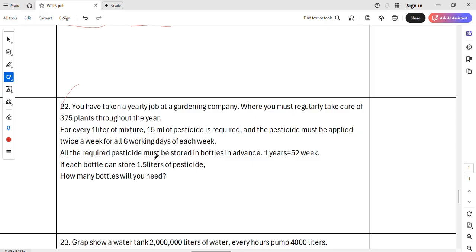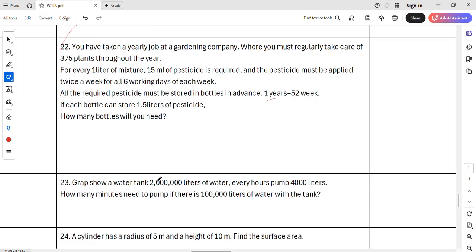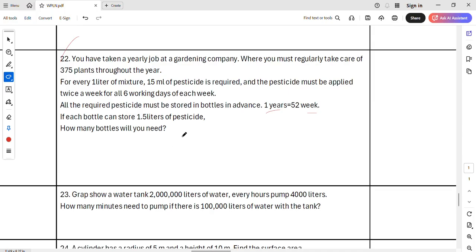All the required pesticide must be stored in bottles in advance for 1 year, 52 weeks. A bottle can store 1.5 liters of pesticide. How many bottles will be needed for the unit? Asking for how many bottles. So what's the solution? The plants total 375.